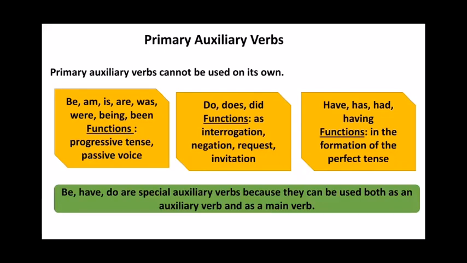So here are some of the primary auxiliary verbs listed down, along with their functions. First one is be, am, is, are, was, were, being, been. So these function as the progressive tense. We have done tenses, right? So these verbs, that is the primary auxiliary verbs, function as the progressive tense or the passive voice.